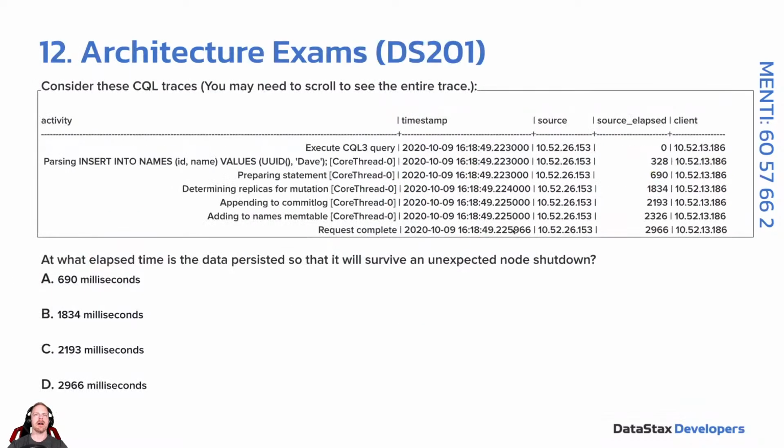All right, moving on. So this one, question 12, will give you an example of yet another type of question. By the way, in the actual exam, just be advised that if you see a question like this, there might be a scroll bar, depending on your browser, your font size, all sorts of things. So just be aware of that. You want to consider the CQL traces that you see and at what elapsed time the data is persisted so that it will survive an unexpected node shutdown.